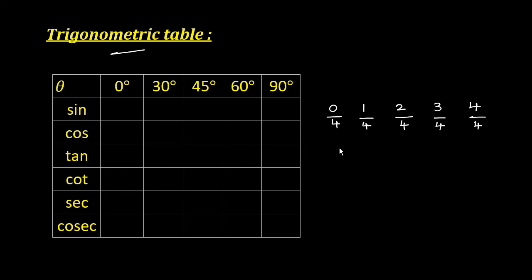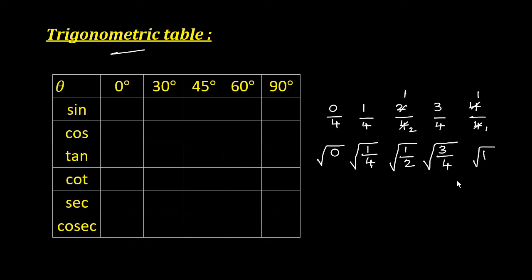Now if we solve this, 0 by anything gives us 0. 1 by 4, there is not much to do, so 1 by 4. Now 2 by 4: the 2 can be cancelled with the factor 2, 2 ones, 2 twos, so we get 1 by 2. 3 by 4 stays as it is. And here 4 and 4 get cancelled and we get the value 1. Now apply square root to all these values: square root of 0, square root of 1 by 4, square root of 1 by 2, square root of 3 by 4 and square root of 1.